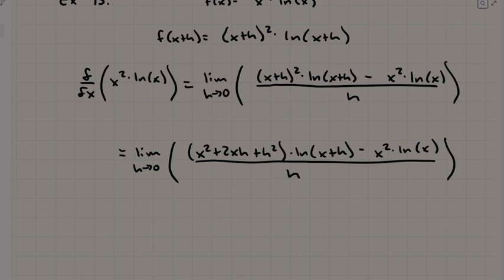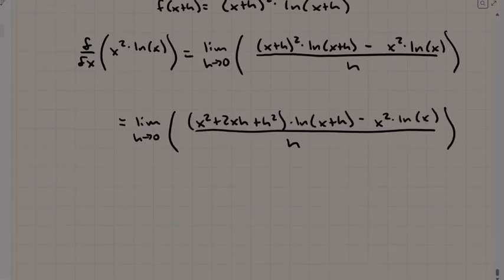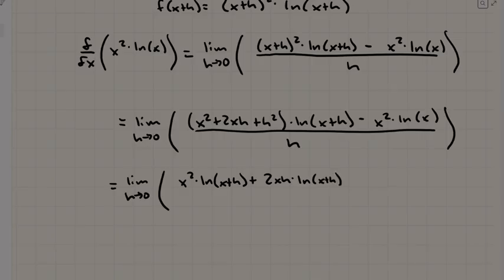All right. And so then we're going to want to distribute this so that we can separate out the x's from the h's. So that's going to be x squared ln x plus h plus 2xh ln x plus h plus h squared ln x plus h minus x squared ln x over h.